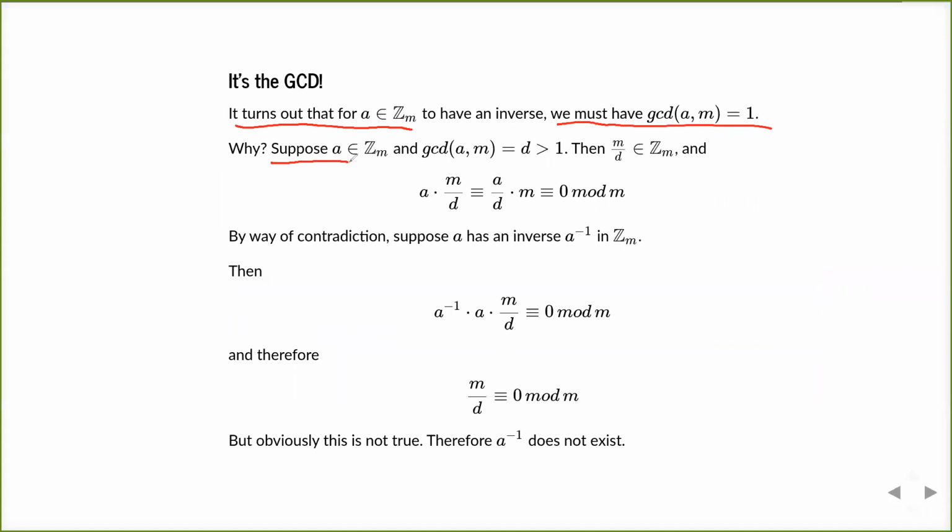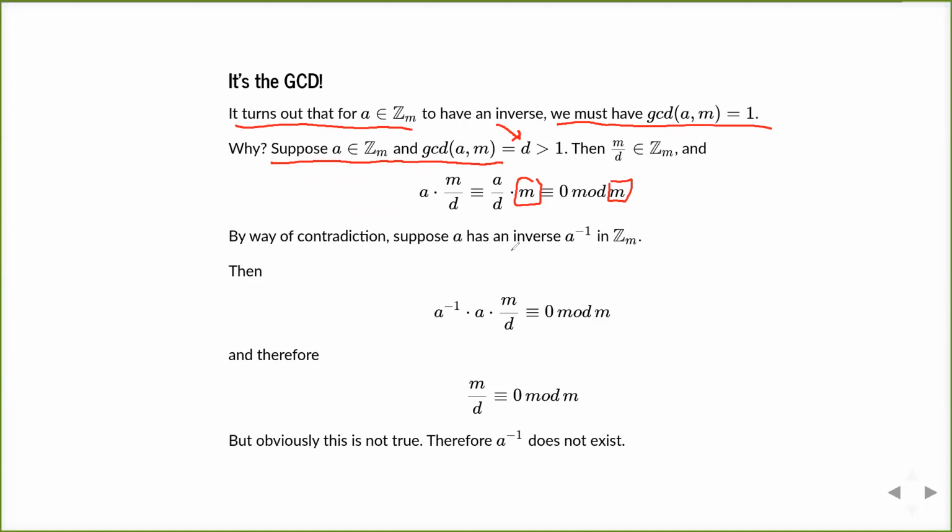Suppose that A has a GCD which is not 1. So that means there's some equation where you multiply two things together and get 0. A times M divided by D is the same thing as, you can just move the D over, that's just basic algebra. And then this is equivalent to 0 because M is 0 mod M. So what you get here is this.